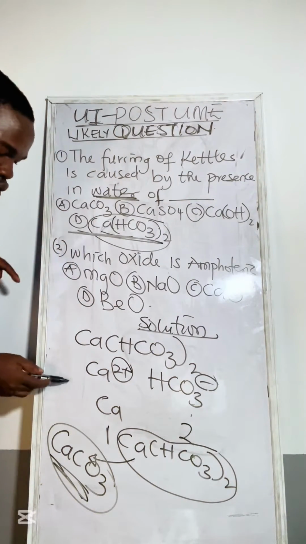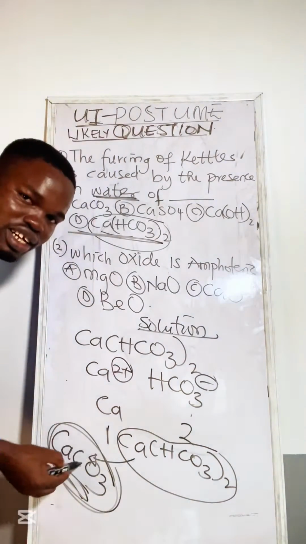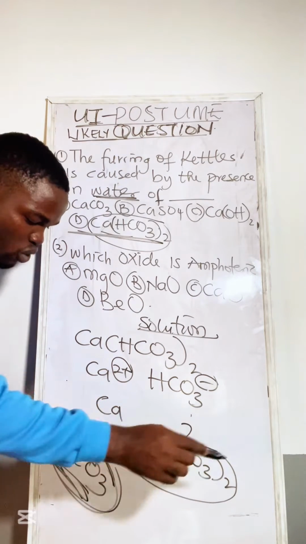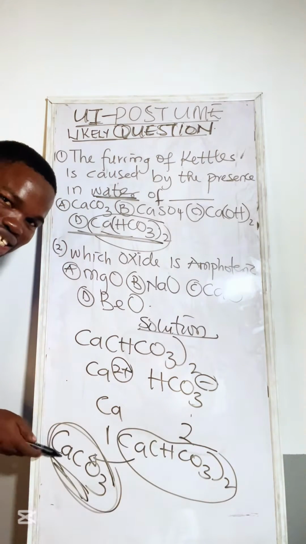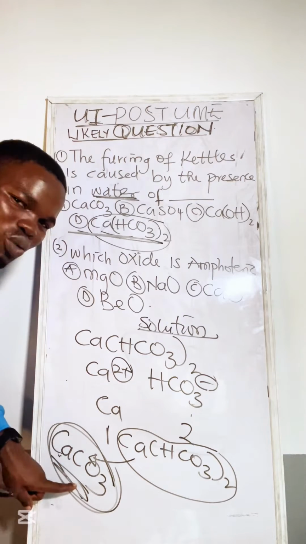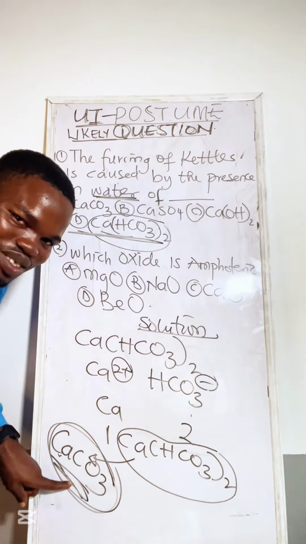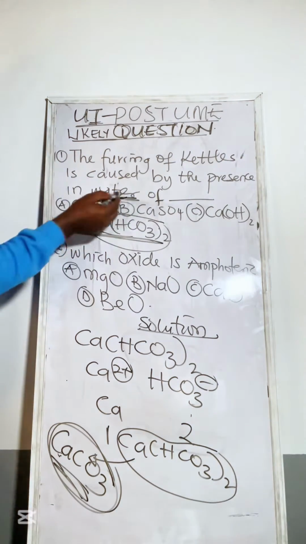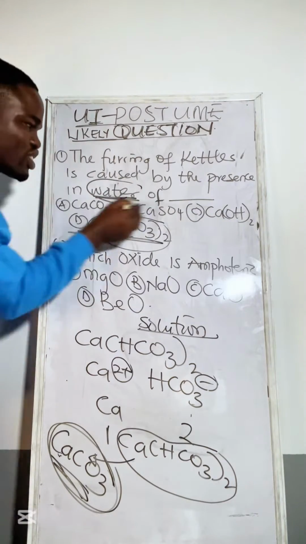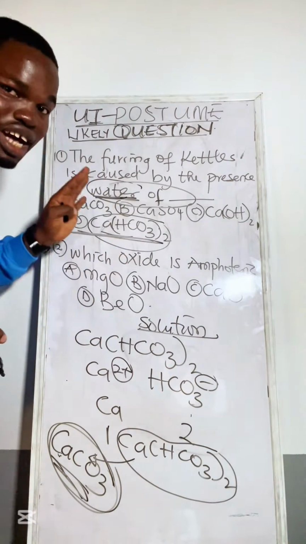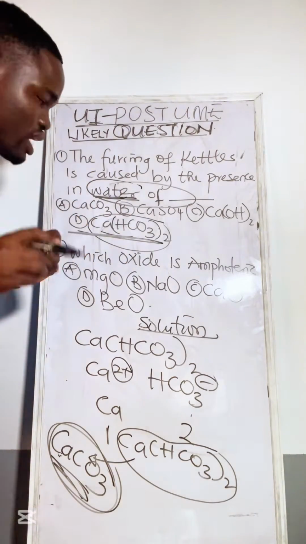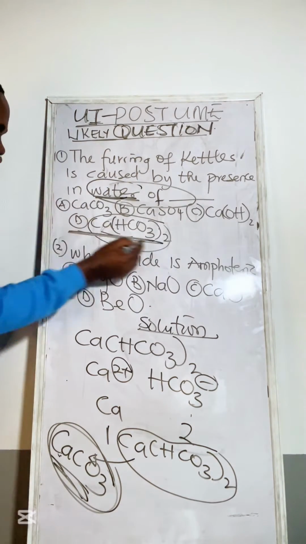It's this one that will decompose to give this one, along with the other products like water and CO2. But it's this one that is causing the fur, but it is not what is inside water. Do you understand? Because the question says in water, dash. This is a direct question. I didn't form this question. This is directly from a UI likely past question. So it's because of this one that is in water.